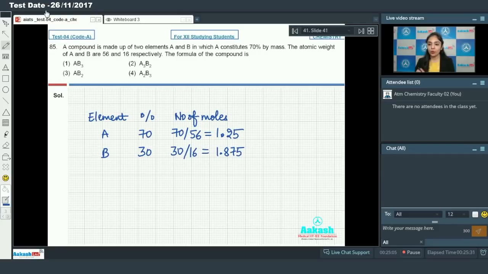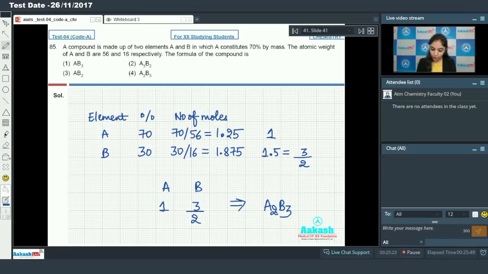Divide this by the smallest number. So it is equal to 1 and it is equal to 1.5, and 1.5 we can write as 3 by 2. So A we have 1 and B we have 3 by 2. So the simple formula of the compound will be A2B3. So option number 4 is the correct answer. Moving on to the next one.